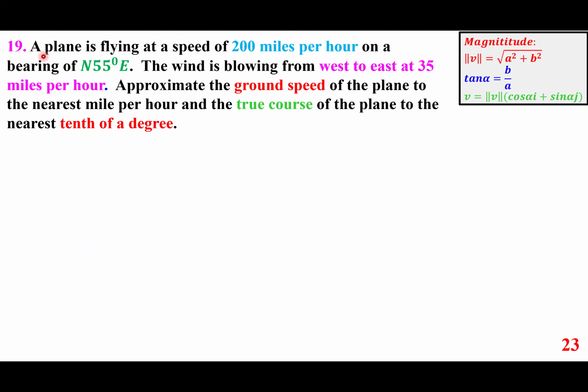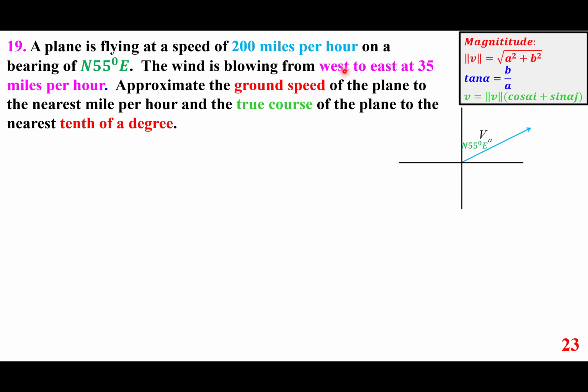A plane is flying at a speed of 200 miles per hour on a bearing of north 55 degrees east. I want to stop here right away, reminding you north, south, this is east, this is west. So if we are going north, east, so towards north, we make a 55-degree angle, and that would be north 55 degrees east. So that's the first thing we want to make a point of. All right, so that's the direction that it's moving or flying.